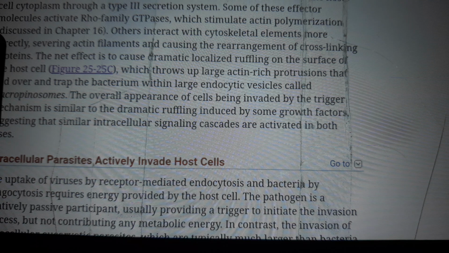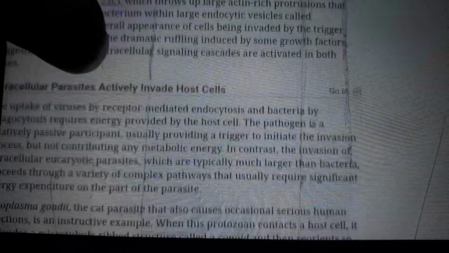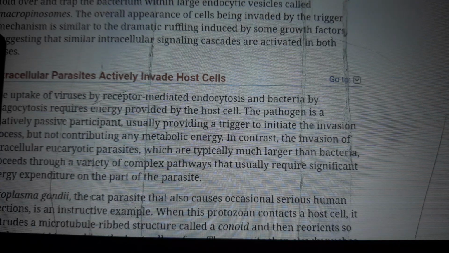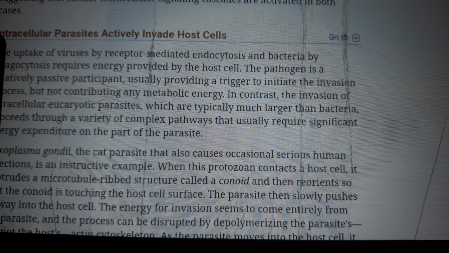Others interact with cytoskeletal elements more directly, severing actin filaments and causing the rearrangement of cross-linking proteins. The net effect is to cause dramatic localized ruffling on the surface of the host cell, which throws up large actin-rich protrusions that fold over and trap the bacterium within large endocytic vesicles called macropinosomes. The overall appearance of cells being invaded by a trigger mechanism is similar to the dramatic ruffling induced by some growth factors, suggesting that similar intracellular signaling cascades are activated in both cases.